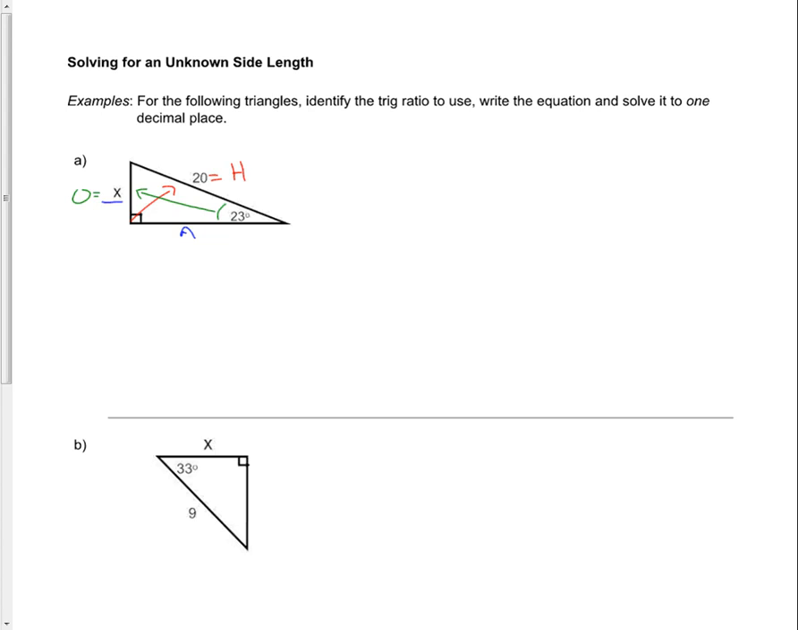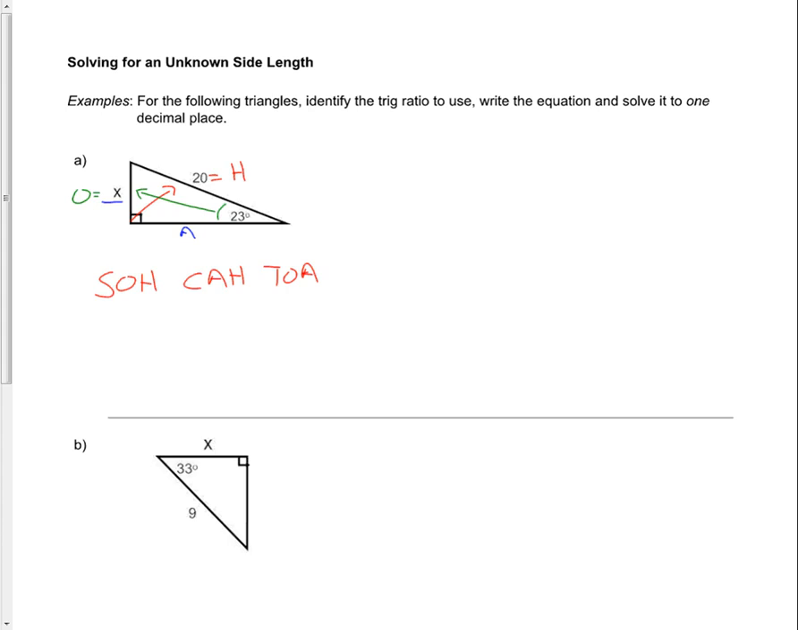Now, the next thing that we need to do is figure out, I know there's three trig ratios, sine, cosine, and tan. Which one do I use? So one thing that I like to do is write out SOHCAHTOA, and that'll help us to identify, through a process of elimination, what we need to do. So I'm going to write in SOHCAHTOA. Okay, so there's my SOHCAHTOA.